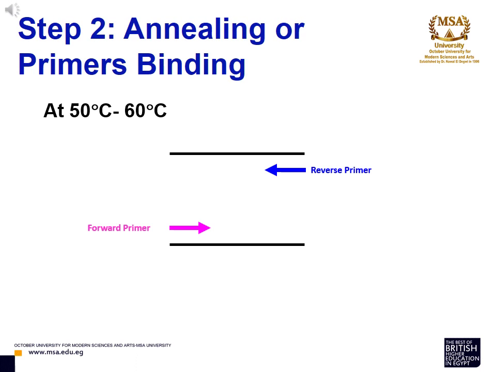Step 2, which is annealing or primer binding. It is conducted at temperatures of 50 to 60 degrees centigrade. The primers anneal or bind to their complementary sequence on the single strands of DNA within 1 minute. Primers bind to the complementary sequence of the targeted DNA. Primers are chosen such that one is complementary to one strand at one end of the targeted sequence, and the other is complementary to the other strand at the other end of the targeted sequence.